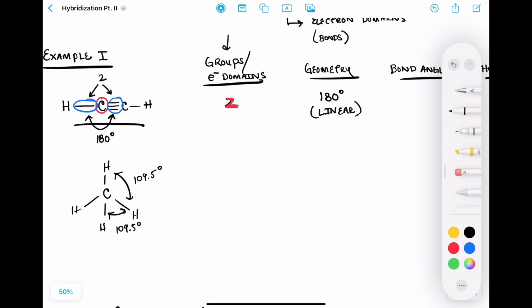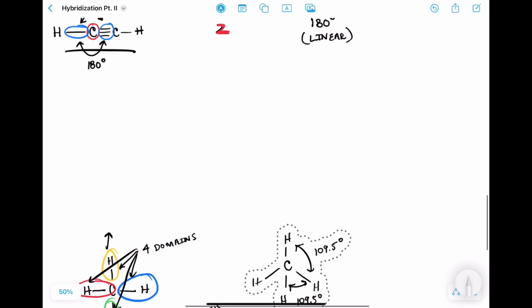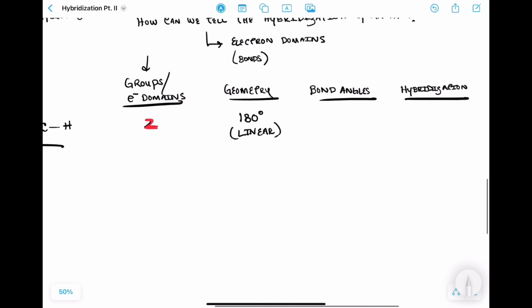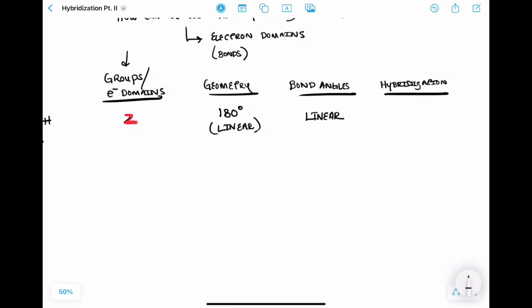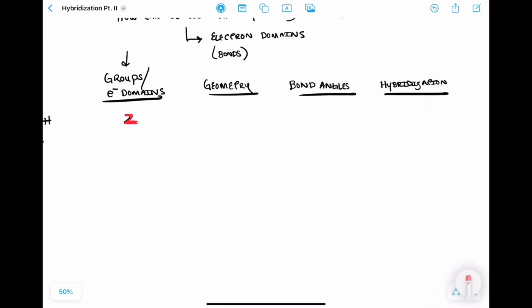And so I'll actually save this and move it. We can reuse it here later. But let's continue down. So the bond angle essentially is linear. I wrote that already over there. So the bond angle is linear, and then, excuse me, I have these reversed. So the geometry is linear, and the bond angle is 180 degrees.